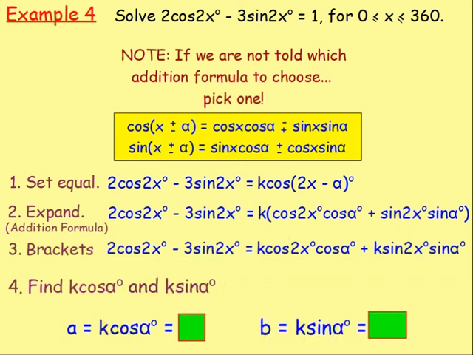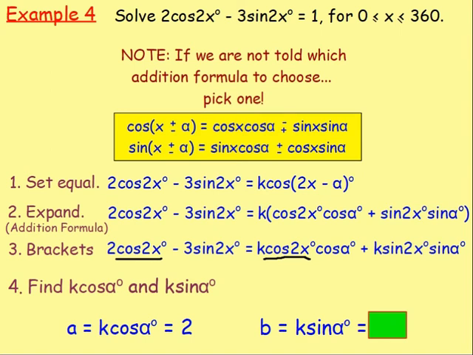After that, you know you have to find the values of k cos alpha and k sin alpha, so you do the same thing as we've done for all the other examples. Find the coefficient of cos 2x on the right-hand side, find the coefficient of cos 2x on the left-hand side. So on the right-hand side, we've got k cos alpha, and on the left, we've got 2. That's how many cos 2x's we've got. So you know then, k cos alpha must be equal to 2.